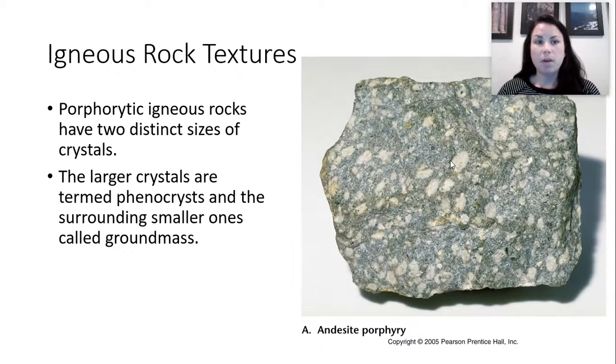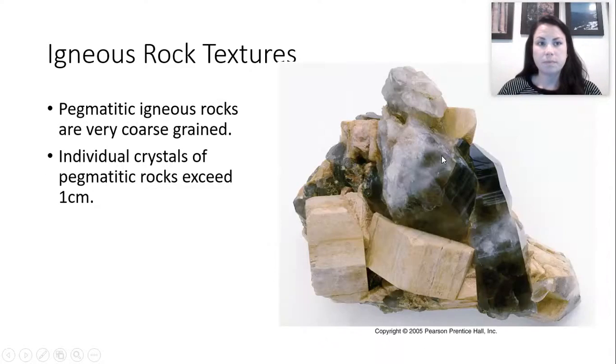And here's an example of porphyritic igneous rocks, and they have two different size crystals. You see here in this example, of some andesite, you have really large crystals next to some that are quite small. The larger crystals are termed phenocrysts, and the smaller ones surrounding them are called groundmass. And the most coarse grained of all the textures is pegmatitic, and these are very coarse grained. Individual crystals of a pegmatitic rock can exceed 1 centimeter. So each of these little blocks here represents a grain.